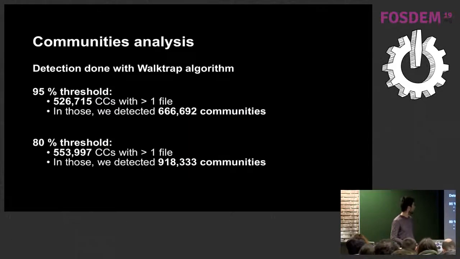Then I applied the community detection with the walktrap algorithm. As you can see, if looking purely at the connected components with over one file, the amount of connected components was about the same. However, when doing the community detection, we can see that there was a huge increase, about 50% in the number of communities detected when going from the 95% threshold to the 80%.